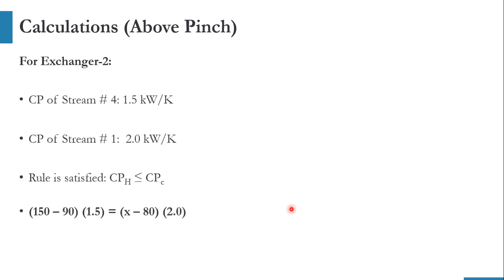Rule is satisfied. Now from 150 to 90 degrees centigrade. As I have told you, that hot stream will completely exchange its heat multiplied by 1.5 Cp value. Now this is X. We do not know the final temperature of this cold stream minus inlet temperature, which is 80, multiplied by 2. So once we compute it, its answer is 125 degrees centigrade.